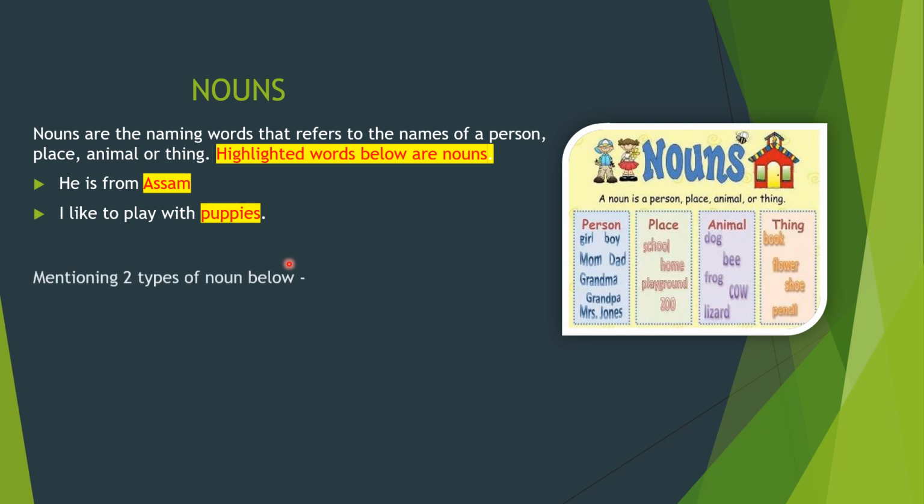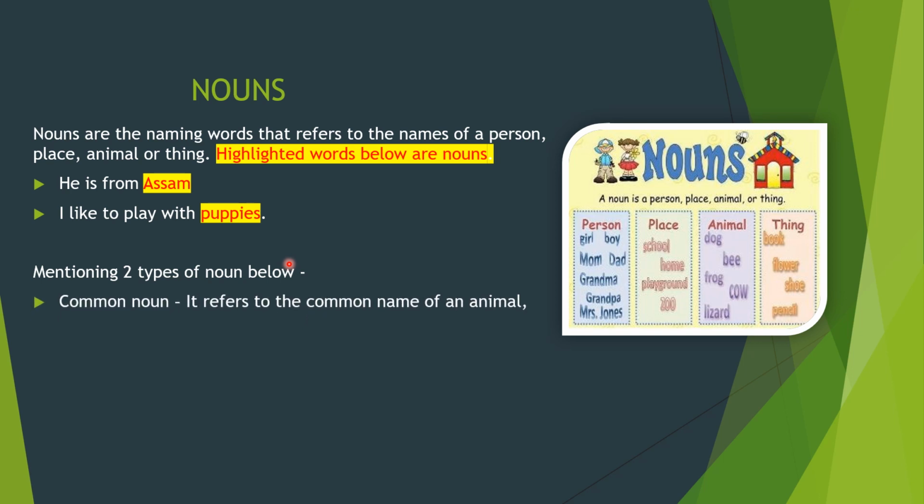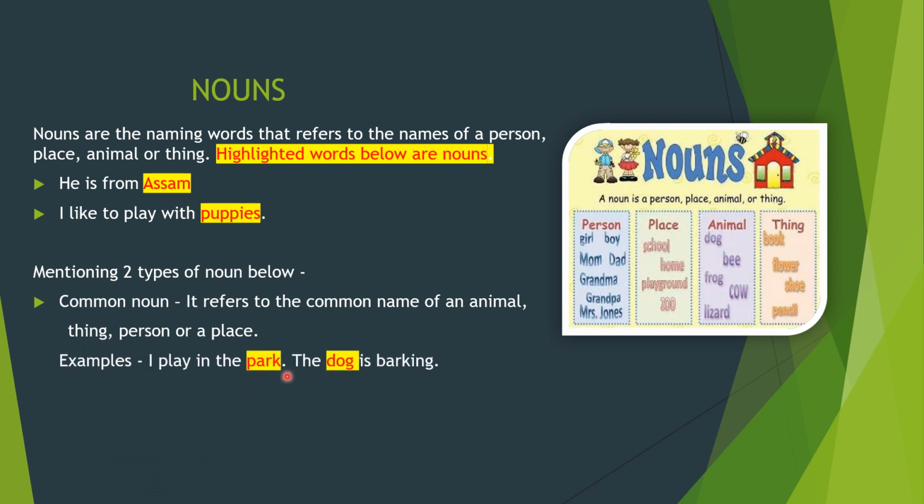You have already studied different types of nouns, so I'm mentioning two basic types of nouns. One is your common noun. It refers to the common name of an animal, thing, person or place. For example, I play in the park. Now this park can be a common place where everybody goes for a walk or a jog. I haven't mentioned the name of the park. If I mention the name of the park, like Model Park or Subrato Park, then that special name of a park can be treated as a proper noun. But here, the word park is a common word for all the parks. That's why it is a common noun.